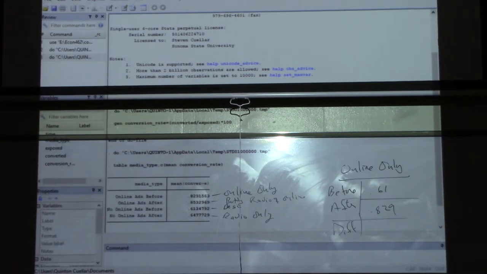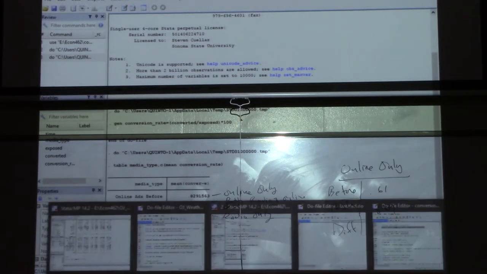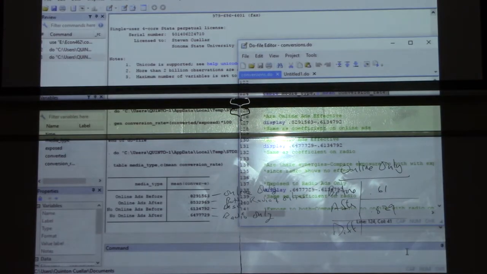Is this way too easy? No. Do you see what I'm doing though? Okay. Can you read that?